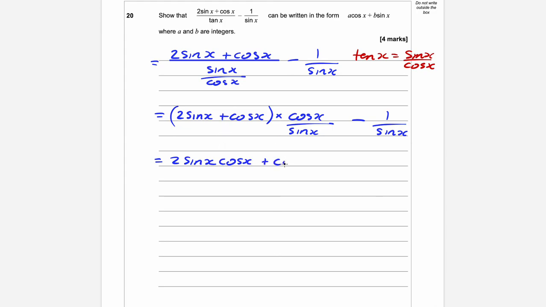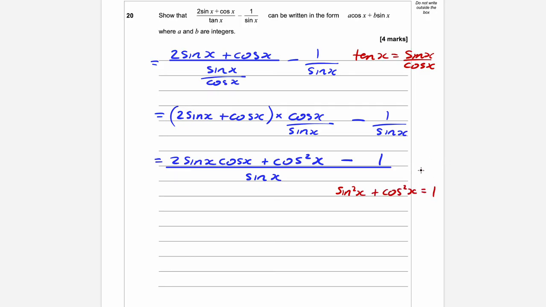plus cos squared x, because this times this is cos squared x, and then minus 1 over sine x. Okay, nearly there. So cos squared x, guys, cos squared x minus 1. Okay, so we do need that other identity. So I have, let me just write it down here, sine squared x plus cos squared x equals 1.